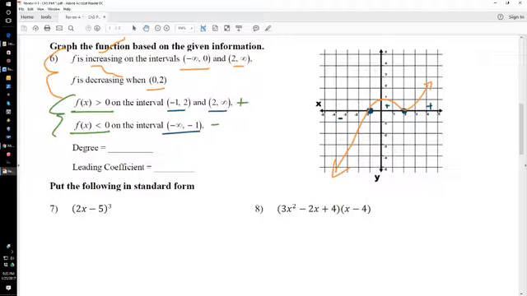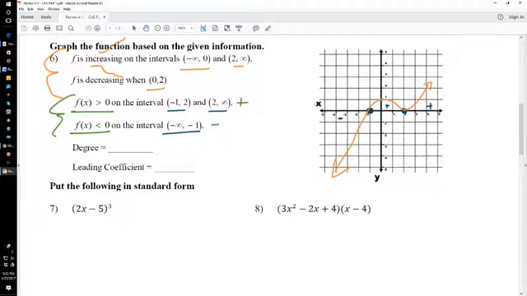Now, again, you may draw it much more dramatic, or you may draw it much mellower. Whatever. We're just looking for a rough idea of what it looks like.